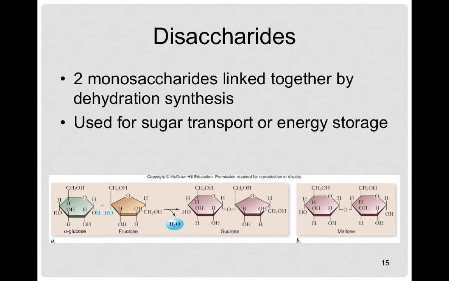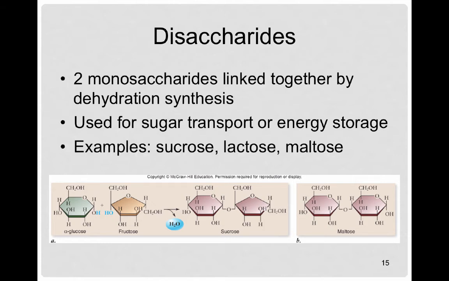Disaccharides are important. We use them for, a lot of it is sugar transport. They are relatively quick to break down, not as fast as glucose, but energy storage is another purpose for them. Really, monosaccharides and disaccharides are just about energy purposes.